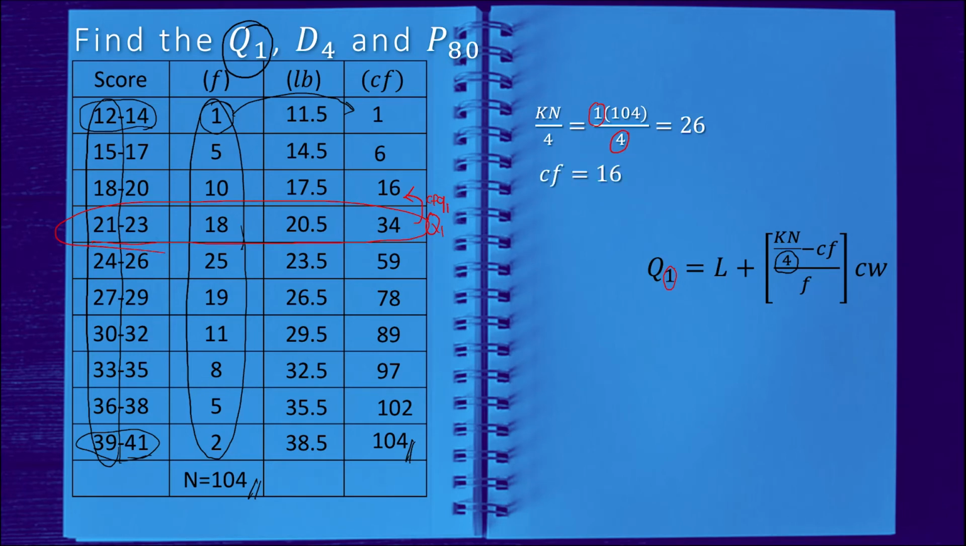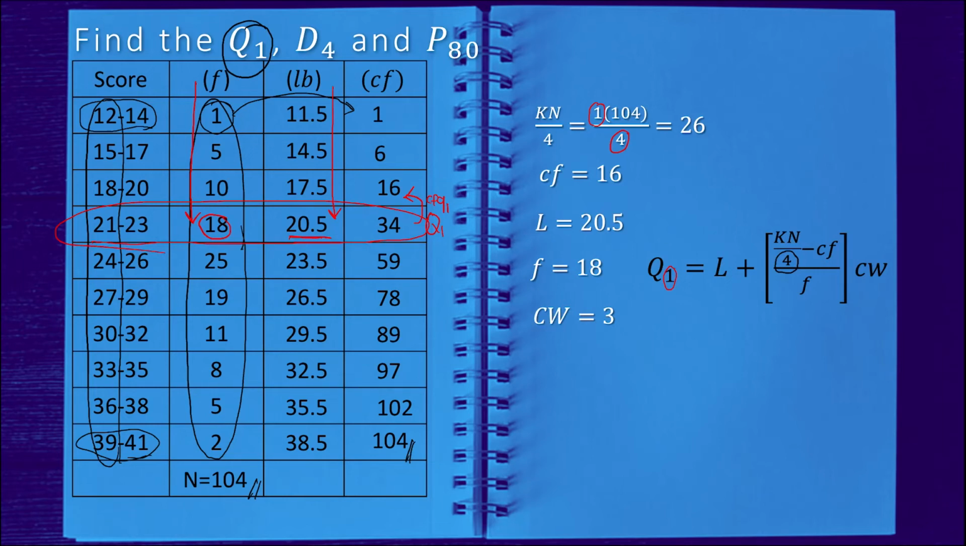And then, next natin is the L. The lower boundary of the quartile 1 is 20.5. And then, the frequency. The frequency of the quartile 1 is 18. Ayan. And the CW, bibilangin lang naman natin yon: 12, 13, 14. Tatlo lang. 15, 16, 17. Tatlo lang din. So, CW is 3.